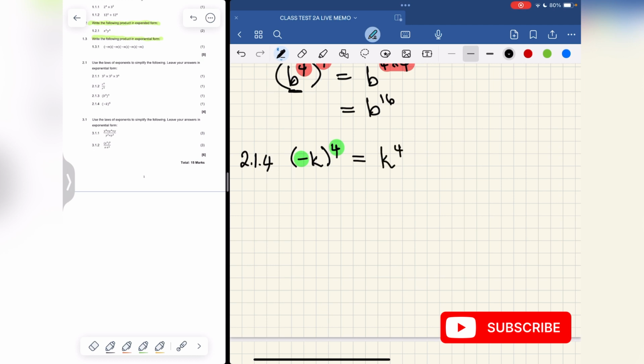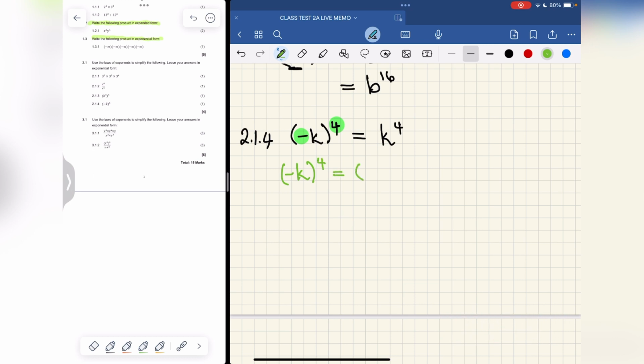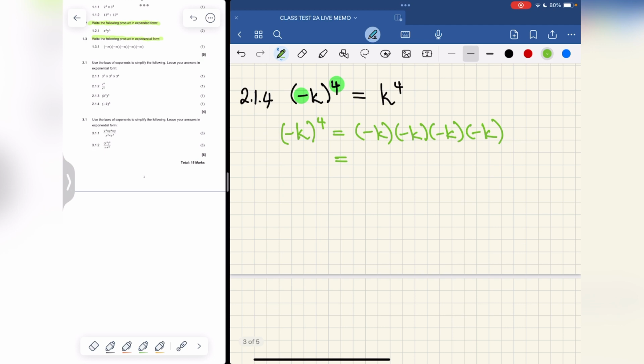In other words, negative k to the power 4 will simply result in k to the power 4. You see, our answer has become positive, and this is because when we multiply out, if I had to take negative k to the power 4 and expand it, it would be negative k times negative k times negative k times negative k. And same base being multiplied together, and we are able to then just apply the rules of multiplication when it comes to signs, and we've got a negative times a negative giving us a positive.